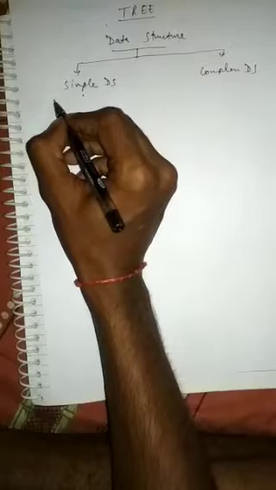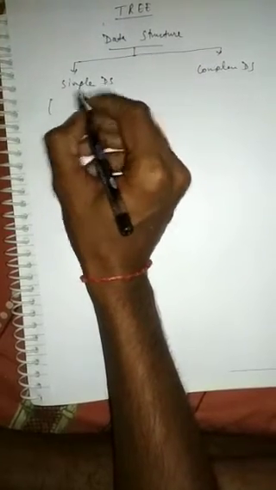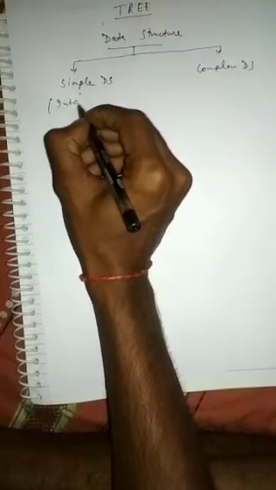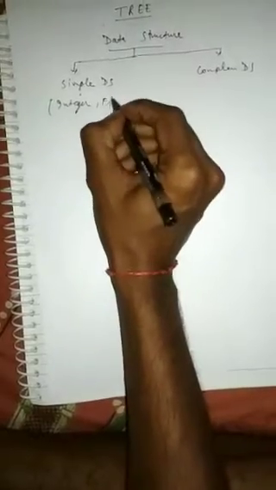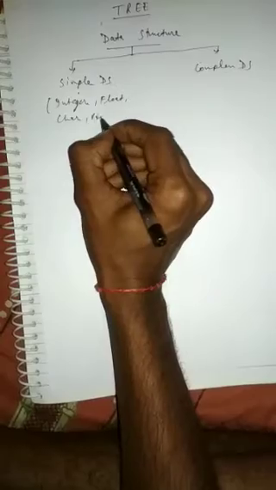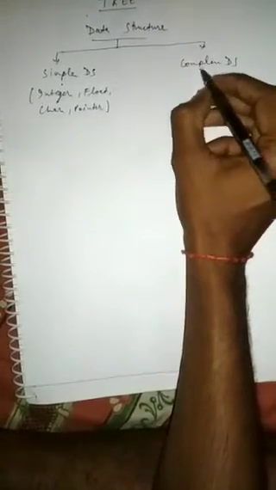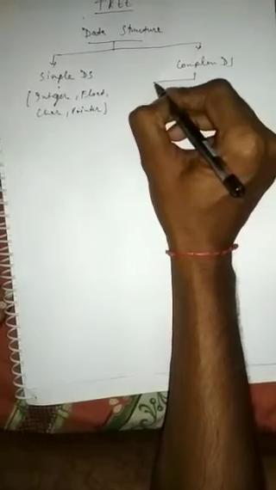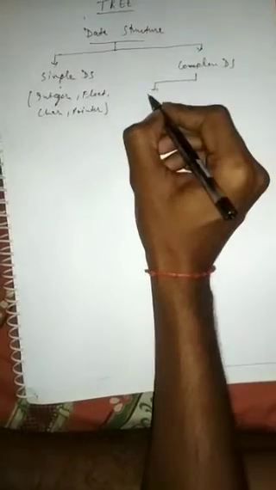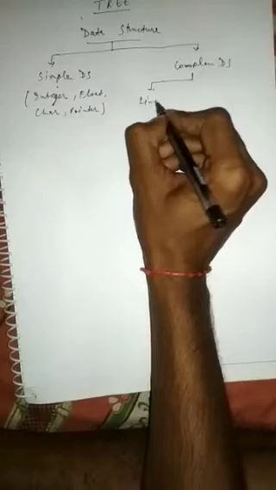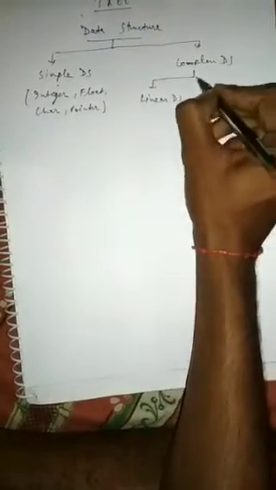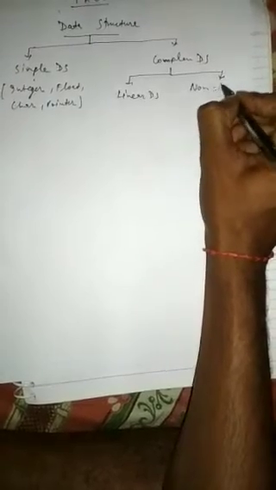In simple data structure we see integer, float, char, pointer. And in complex data structure there are two types. Firstly, linear data structure and then non-linear.